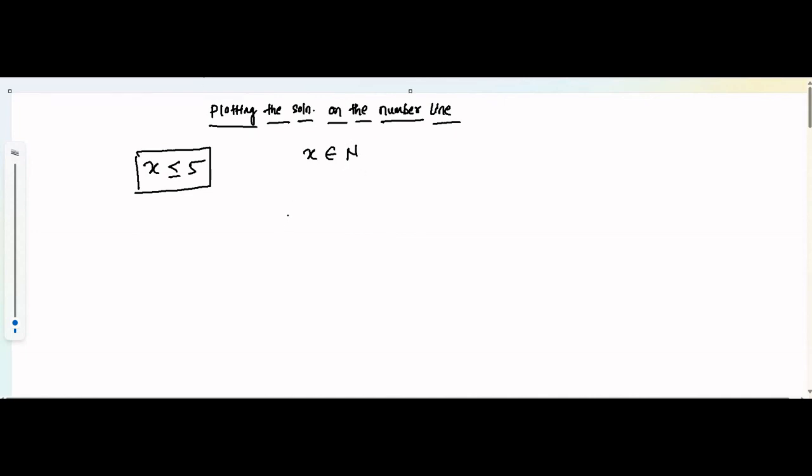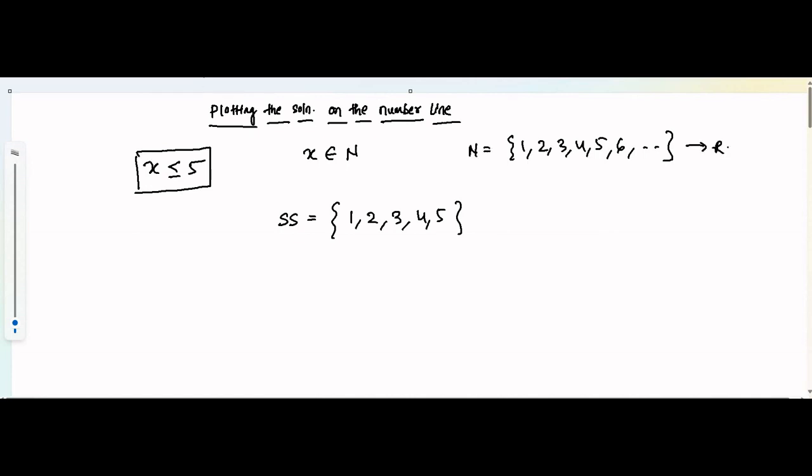So the solution set will be 1, 2, 3, 4 and 5. 5 is also included because x is lesser than or equal to 5. Natural numbers go on and on like this, and from this replacement set we have obtained the solution set which satisfies the relationship x lesser than or equal to 5. If we have to plot this on the number line, it will be something like this.